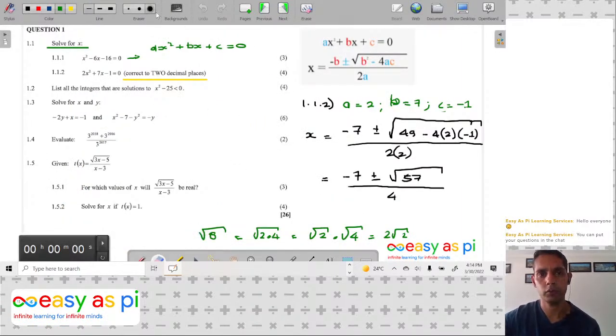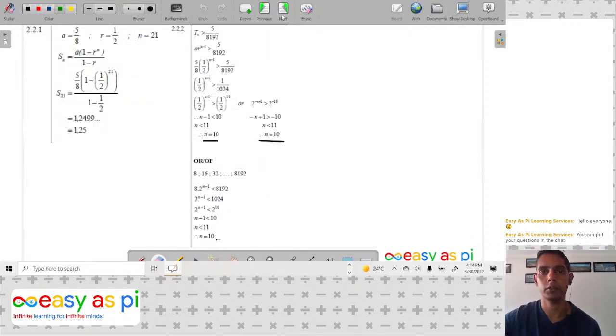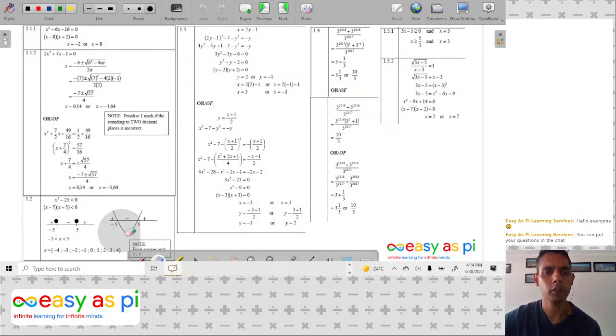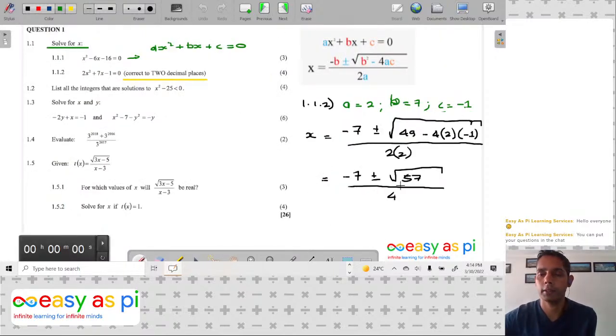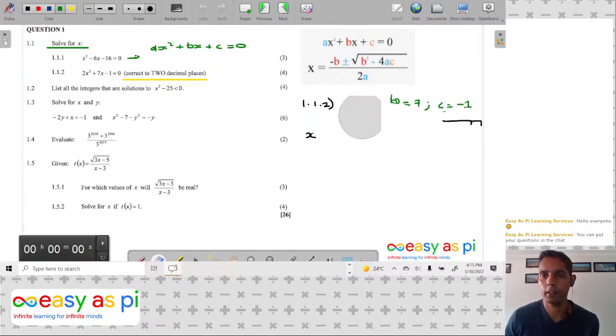But what we can do to get the 4th mark is you're going to need to use your calculator and plug this in, and you get 0.14 and minus 3.64. Okay, and that is your answer in that case. And that's part 2. All right, done and dusted. Okay, that's your answer, and let's remove it.